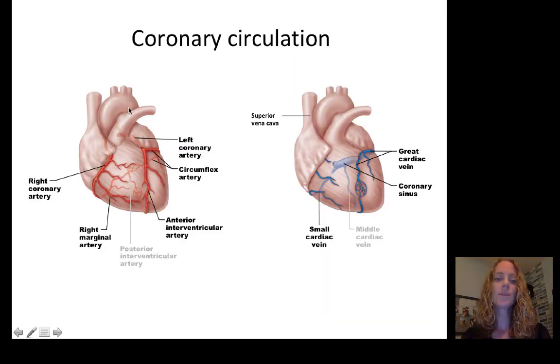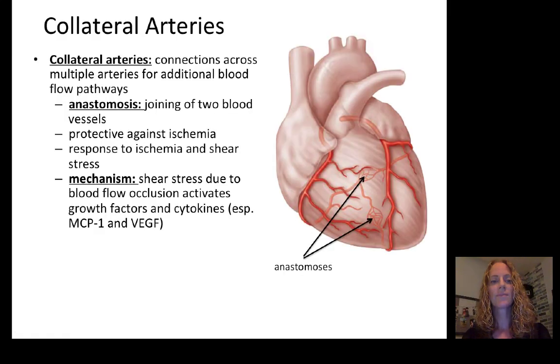Here's another simple diagram of the coronary circulation. Take a moment to review these. One note is that collateral arteries are possible in the heart, as they are in many locations in the body. These are connections across multiple arteries that create sort of a circular blood flow and additional blood flow pathways.